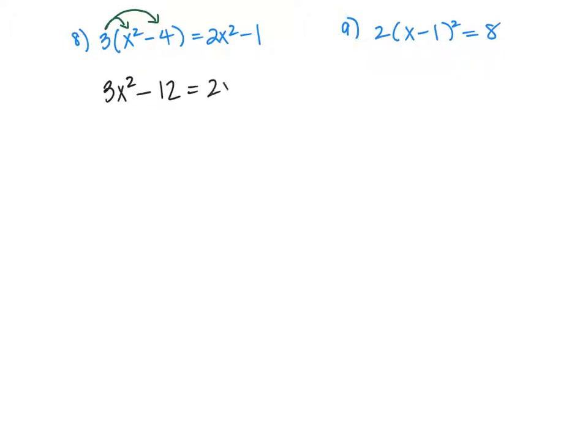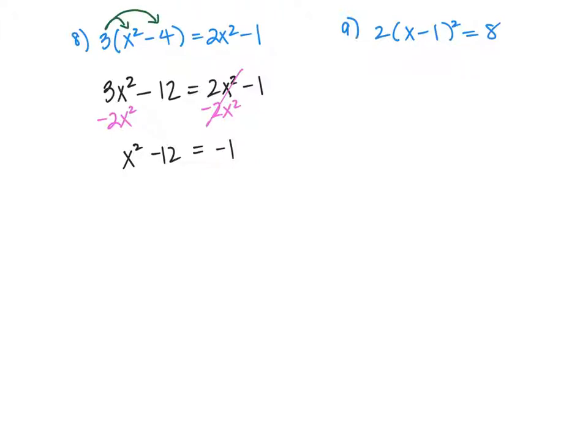I'm going to bring down the right-hand side. And so when I'm looking at this problem, I need to get x by itself, so maybe I can move all my x's to one side and all my numbers to the other side. So I'm going to try to move this 2x squared to the other side by subtracting 2x squared off. That cancels. Negative 1 drops down, negative 12 drops down. 3x squared minus 2x squared gives me 1x squared, or just x squared.